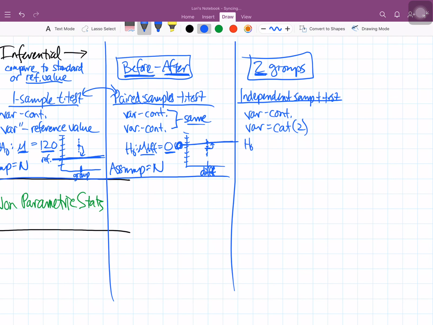Our null hypothesis is that the mean for group 1 is equal to the mean for group 2, and now we have assumptions of normality and equal variances.